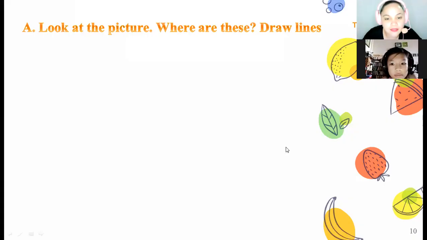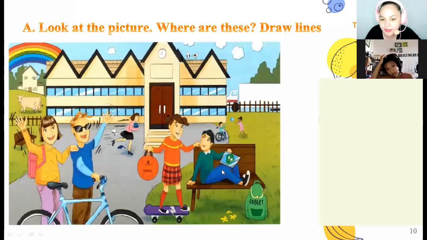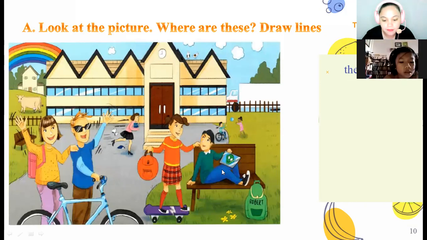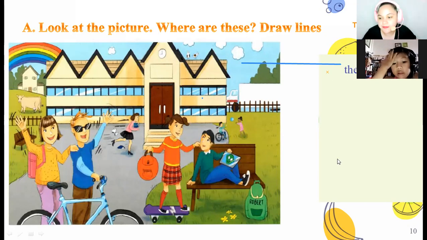Okay, now, this is quite difficult, okay? So let's answer letter A. Look at the picture. Draw lines, okay? Where is the sky? Can you encircle it? We have to draw a line. Draw a line going to the sky. Like this. Okay, put a line from the word sky going to the picture of a sky. Yes, very good. All right, next one is draw a line going to the seat.